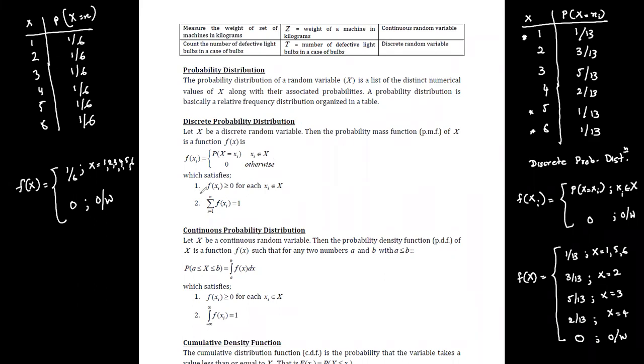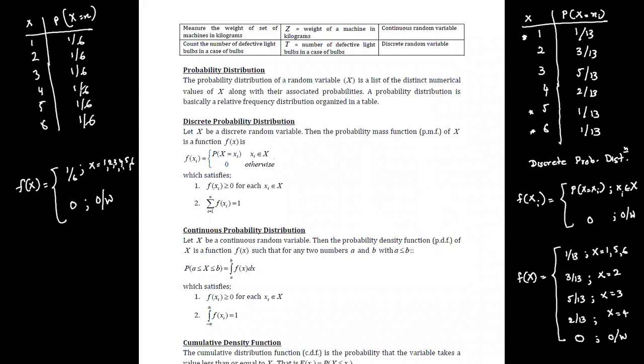And the next condition is that the summation of f(xi), where i goes from 1 to n, should be equal to 1. It means that the summation of the probabilities should be equal to 1, that the total probability should be equal to 1. If we are conducting an experiment, then the summation of all the probability values should equal 1.